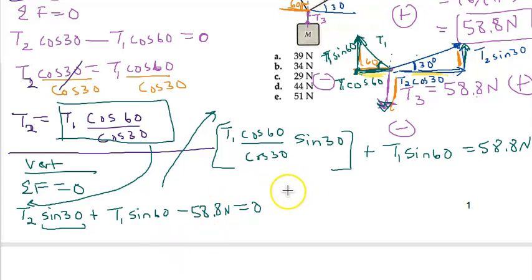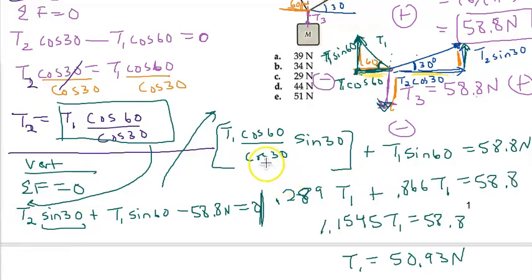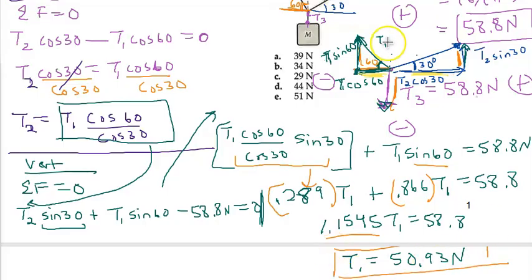So I did multiply this out. This turns into 0.866 T1. This turns into, I'm going to check that. All right. I thought that didn't seem right. So this turns into 0.289 T1. This turns into 0.866 T1 equals 58.8. Combine those two terms, divide by that total. So T1 is 50.93 newtons.